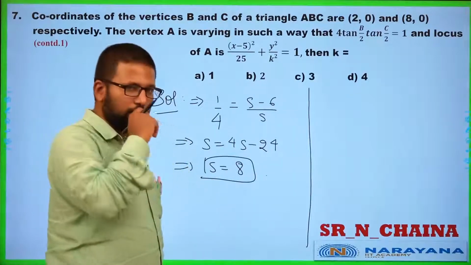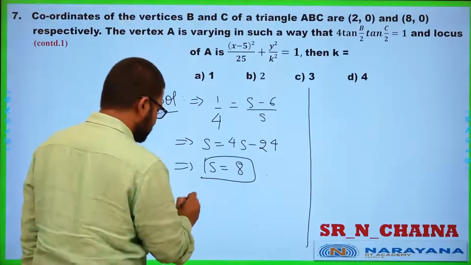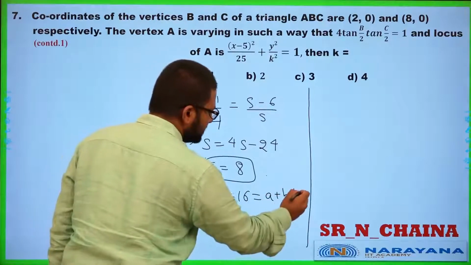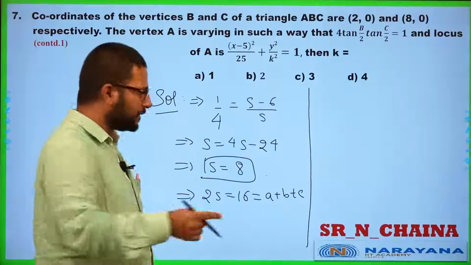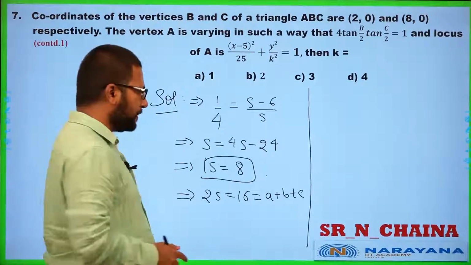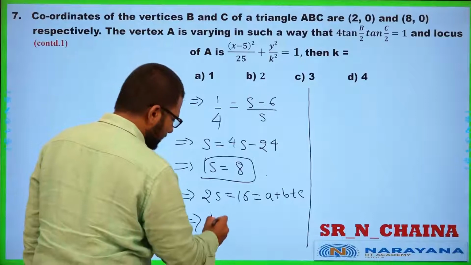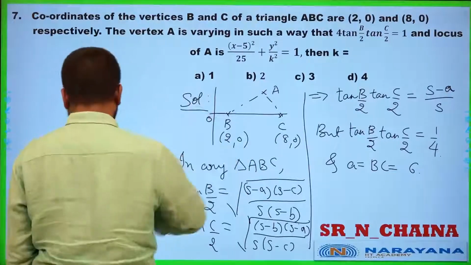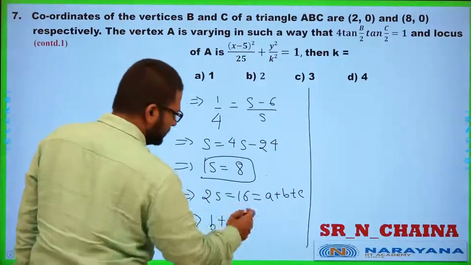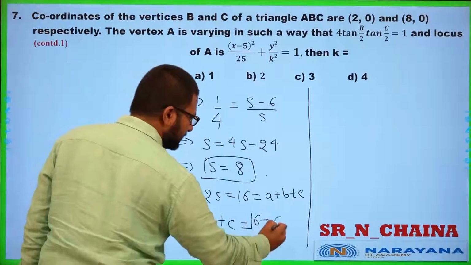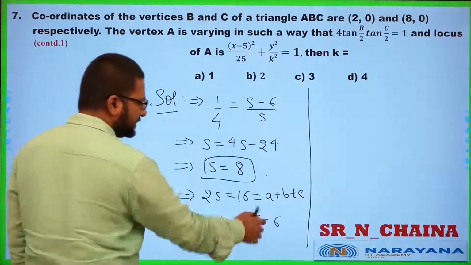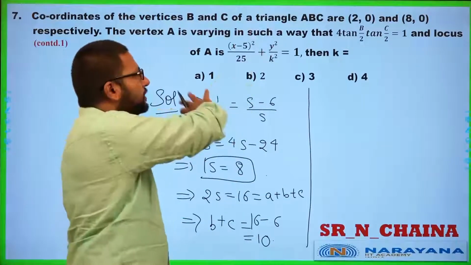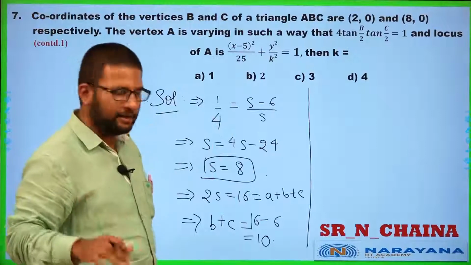Right? We have S now, which means 2S equal to 16, which is actually A plus B plus C, because S is the semi-perimeter, so 2S is the complete perimeter. But the value of A itself we have seen earlier, A itself is 6. Substitute 6 here. So 16 minus 6 would be B plus C. B plus C is 16 minus 6, which is 10. Correct? Now, we have used the given knowledge, whatever was given.